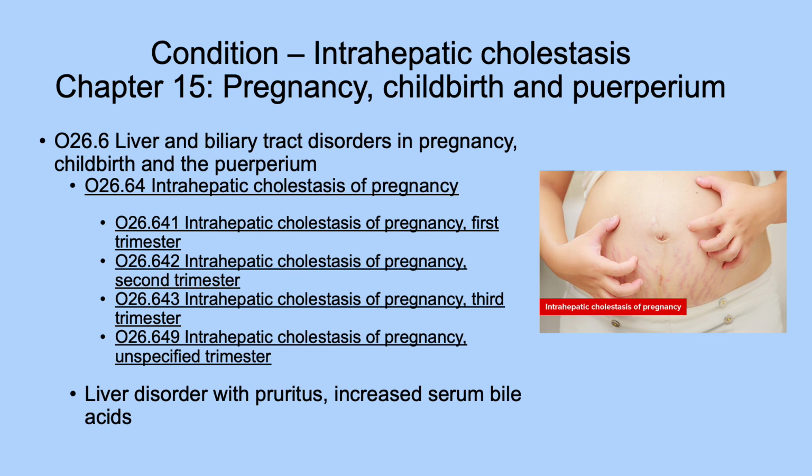Okay, let's move on to chapter 15. A new code was added for intrahepatic cholestasis of pregnancy. This is a liver disorder with pruritus, itchiness, and increased serum bile acids. And you see there are codes, of course, for first trimester, second, third, and unspecified.